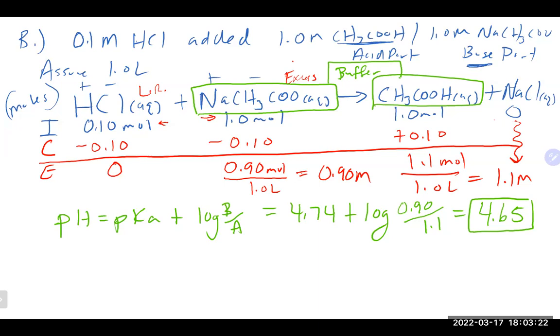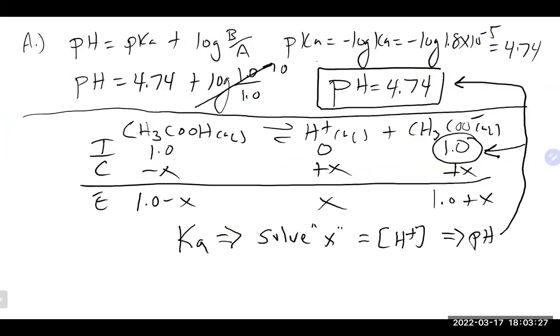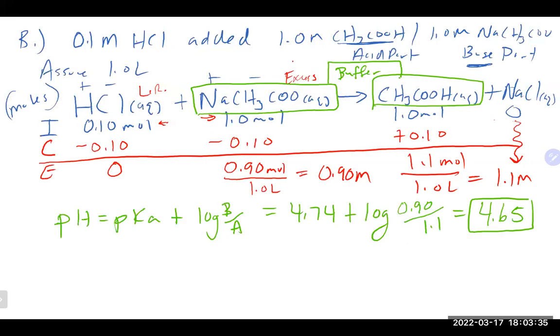Now, does this make sense based on what we just saw in part A? Well, in part A, we had just the buffer by itself, which was 4.74. We added acid to it, and it went down to 4.65. Not a tremendous jump in pH, right? Which means our buffer is kind of working.